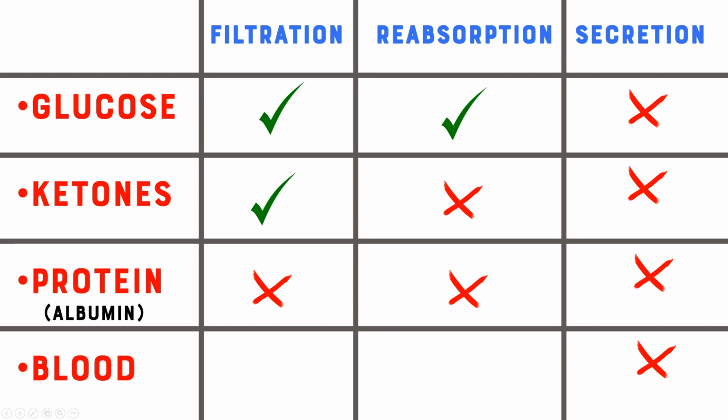Now what about blood? When I talk about blood, I'm referring to RBCs, and RBCs are much bigger, so they don't get filtered. And since they are not getting filtered, the body doesn't have any mechanism to reabsorb them. So this is the basic idea of what we need to know before we go into the topics themselves.